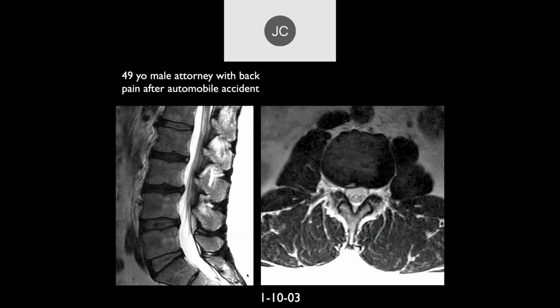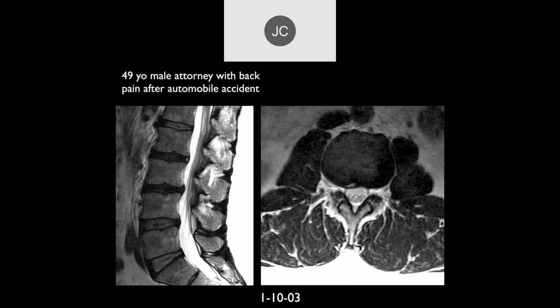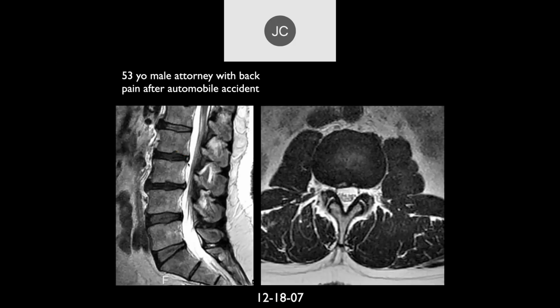Okay, 49-year-old male attorney with back pain after an automobile accident. So L1-2, we see some increased signal intensity. Now, high intensity zone. This was on 1/10/2003. Here is 12/18/2007. It seems stable on the right, maybe on the left, a little increased. Maybe another level evolved here, a little worse. So there's a little bit of progression of degenerative disease, but the high intensity zone is pretty stable.